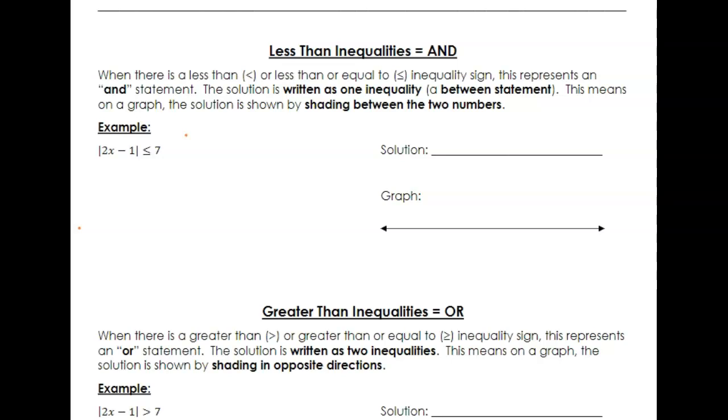So let's go ahead and try out this example and combine what we've learned from the last two sets of notes. So I do want to isolate my absolute value, and it is isolated. There's nothing over here on the left side with it. So I'm going to go ahead and split it. I have 2x minus 1 is less than or equal to 7, and I also have negative 2x minus 1 is less than or equal to 7.